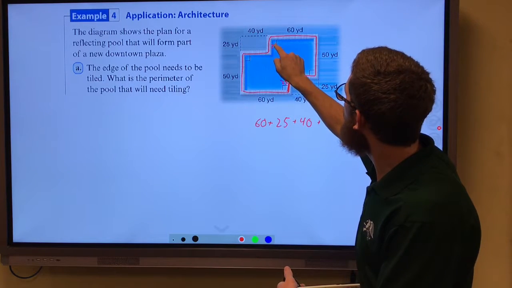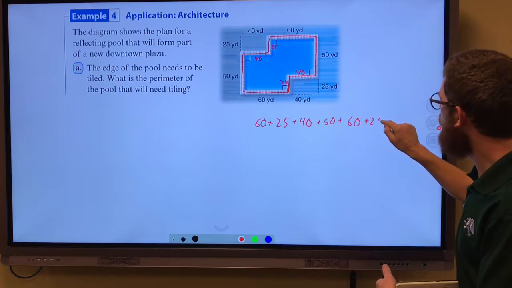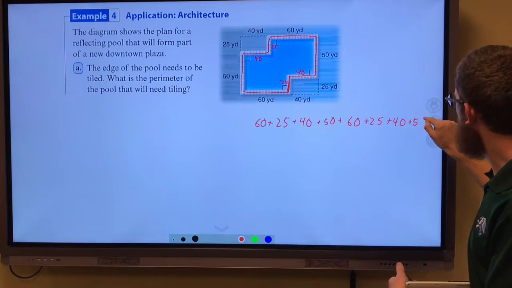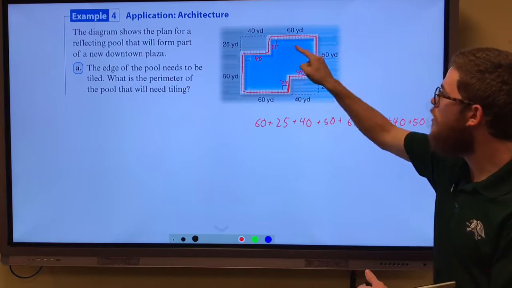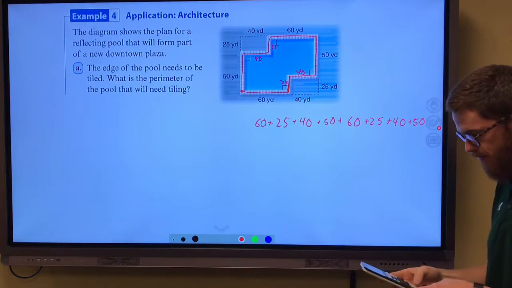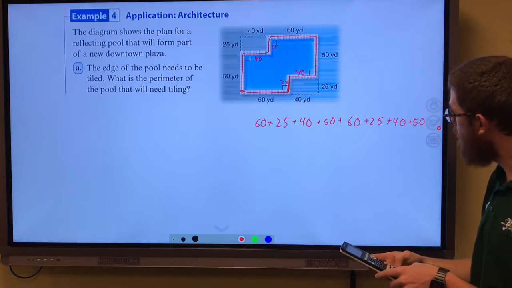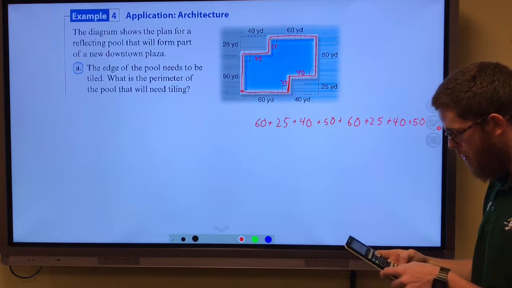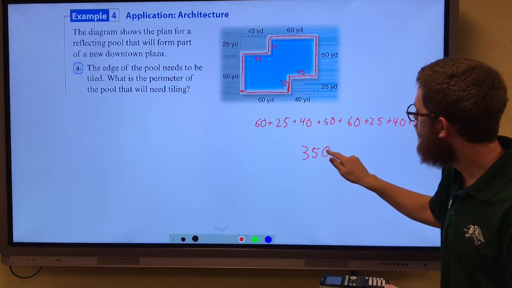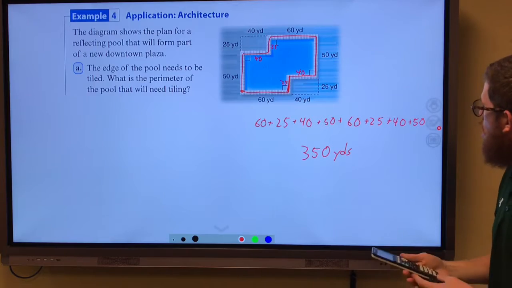Over here, again, that's 25, that's 40, because that's a rectangle. So we're going to add 25, we're going to add 40, and we're going to add 50. We're adding up these distances all the way around, and we got right back to where we started with that 60. We add them up, and we get 350 yards. That is the perimeter of the pool.